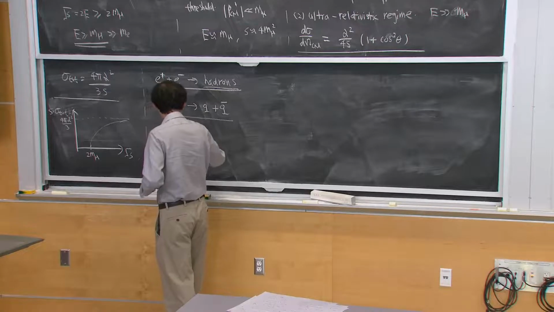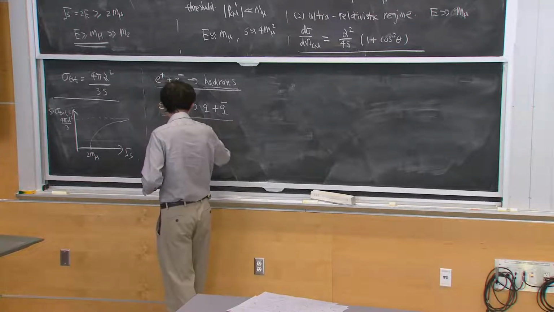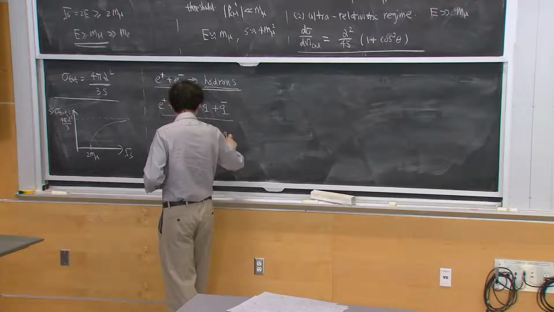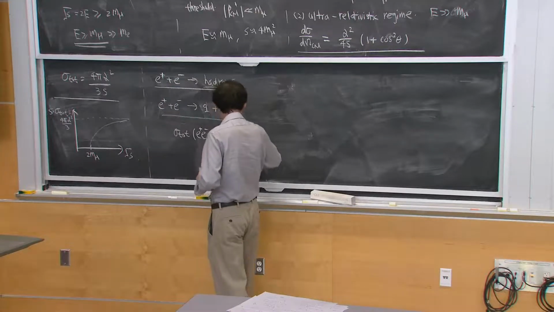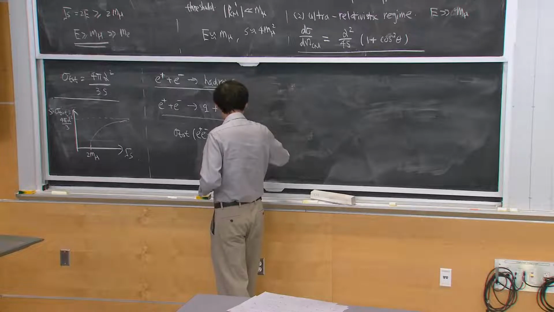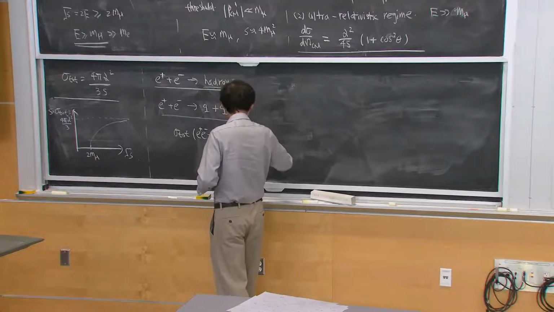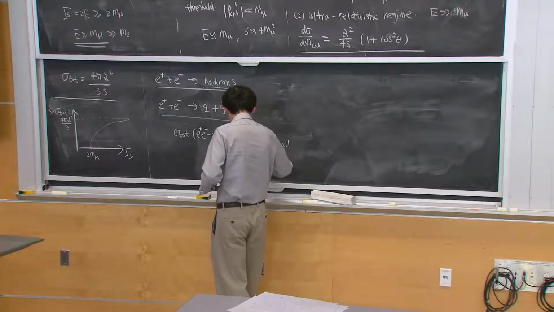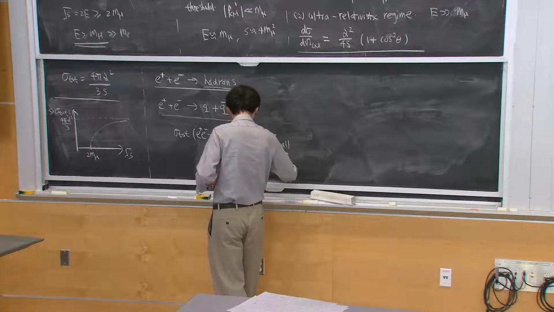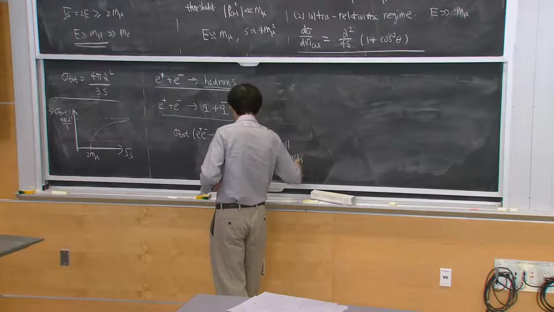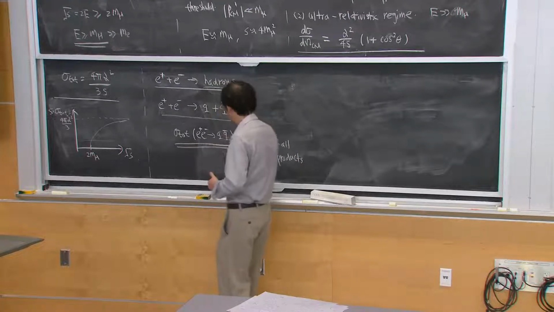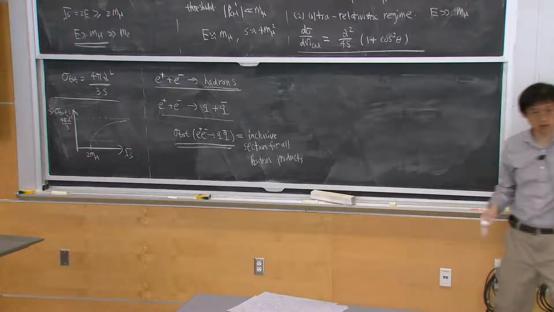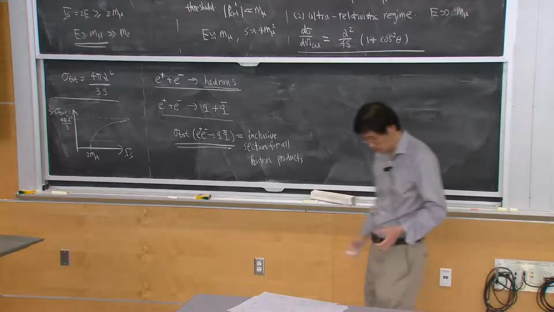So the total cross-section for this process, E plus E minus going to QQ bar, just including the inclusive cross-section for all hadron product. So this way we can actually measure this process indirectly, even though you don't directly measure the quarks.